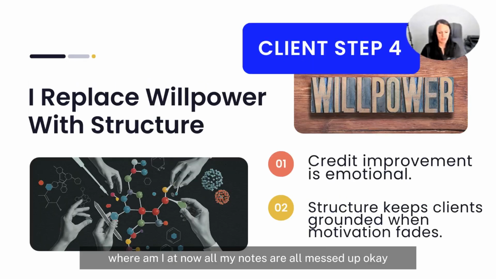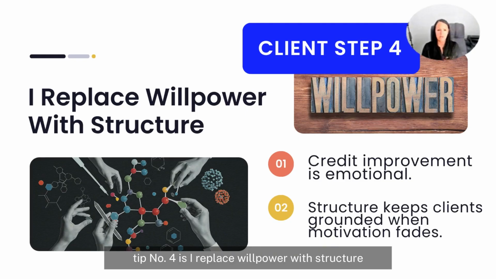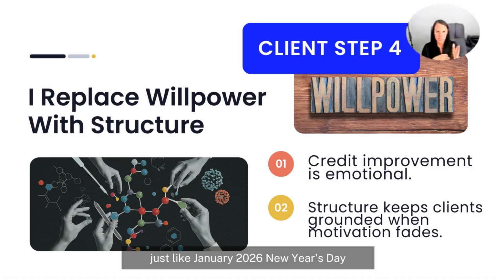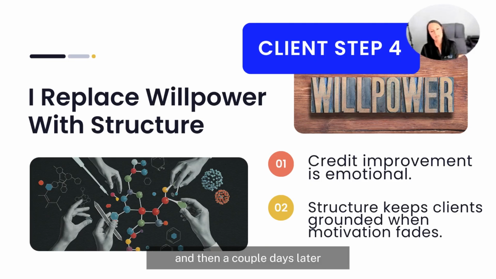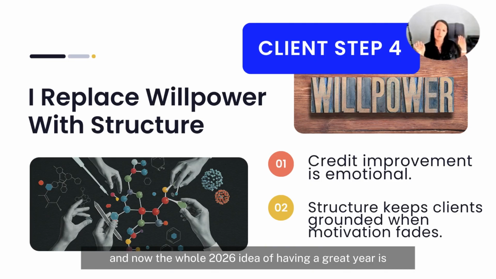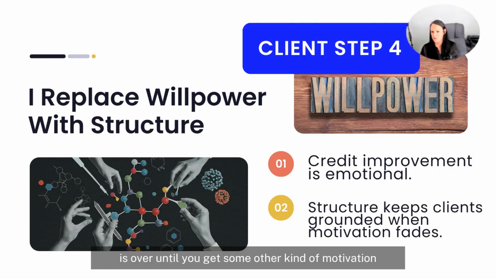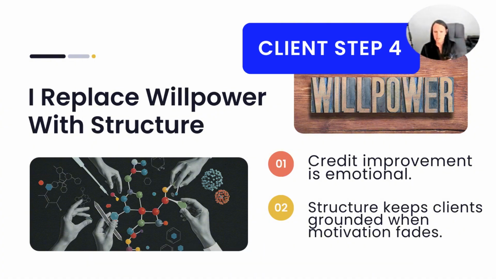Tip number 4, where am I at? No, all my notes are all messed up. Okay, tip number 4 is I replace willpower with structure. Credit improvement is an emotional process, right? One day they're really excited, just like January 2026, New Year's Day, everyone's really excited about the new year. I'm going to do things so much better in the new year. And then a couple days later, some bad news happened, and now the whole 2026 idea of having a great year is over until you get some other kind of motivation to do it again.